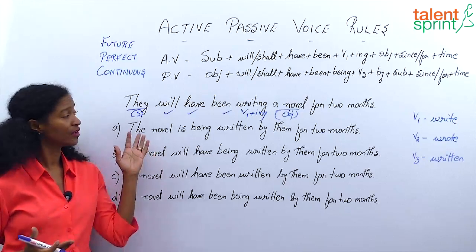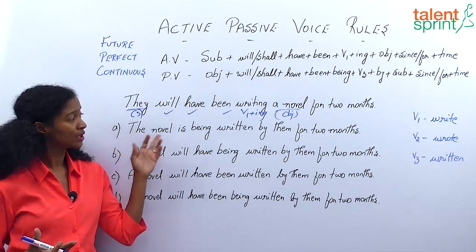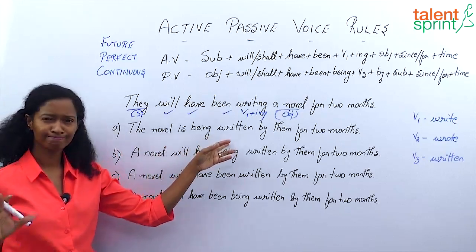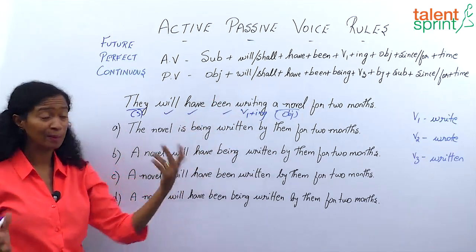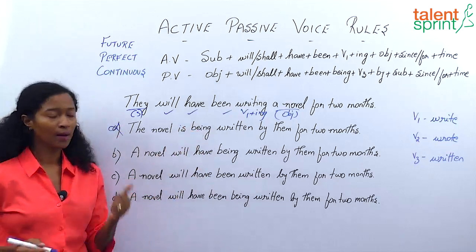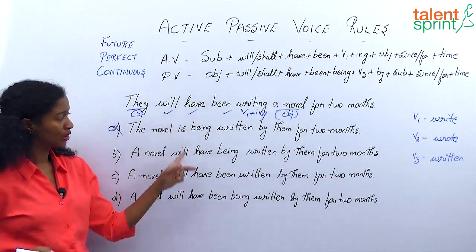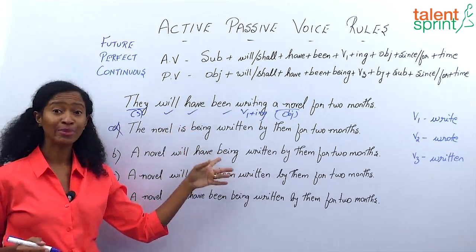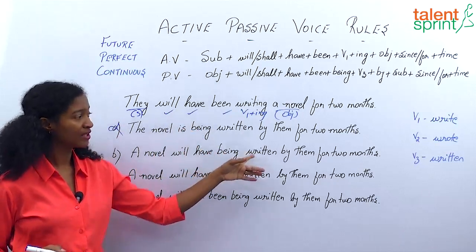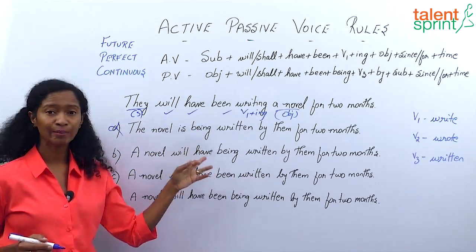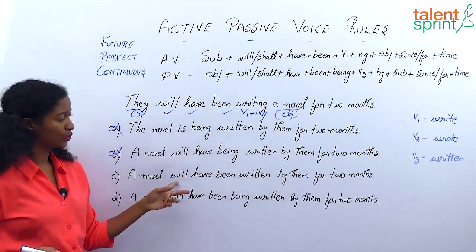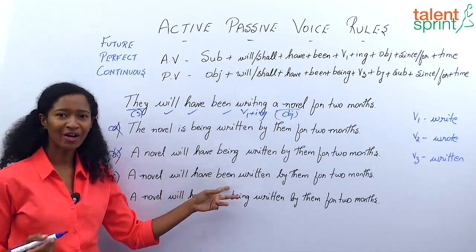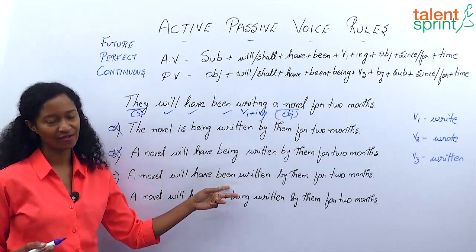Let's look at option A. The novel is being written. The form is will or shall, and then have been being, so out. B. A novel will have, I don't have been. I do have being written, but then I don't have been, B-E-E-N, out. C. A novel will have been, I don't have being. It's a continuous form, right?